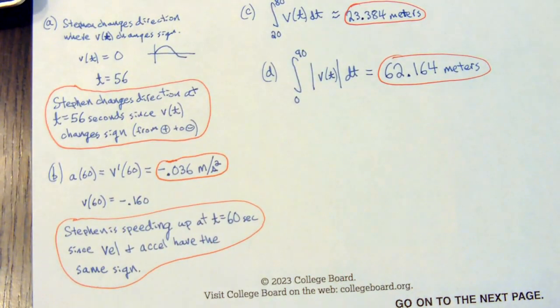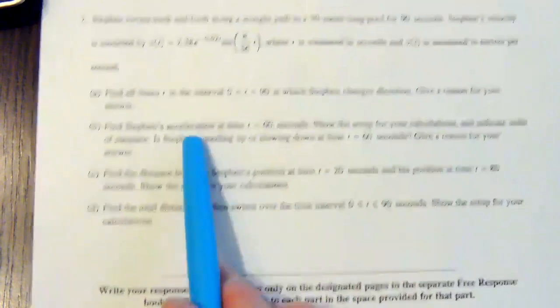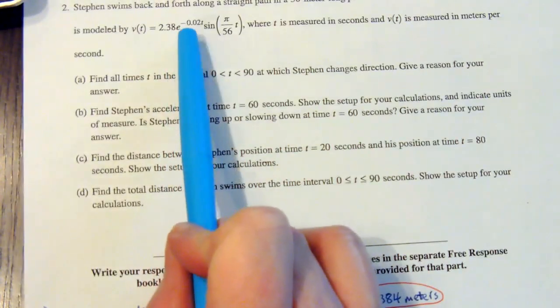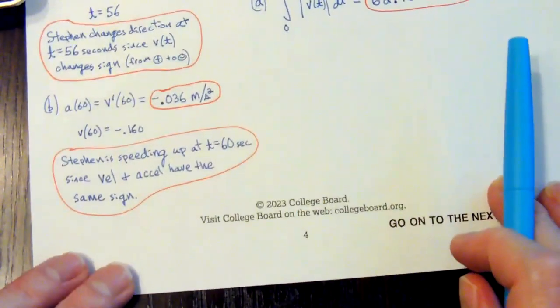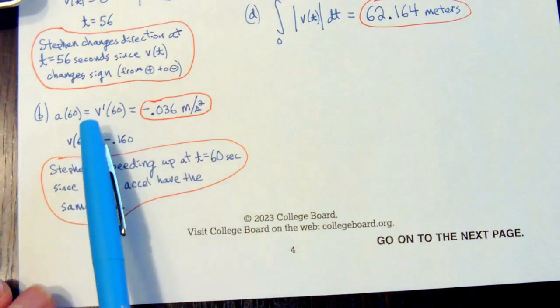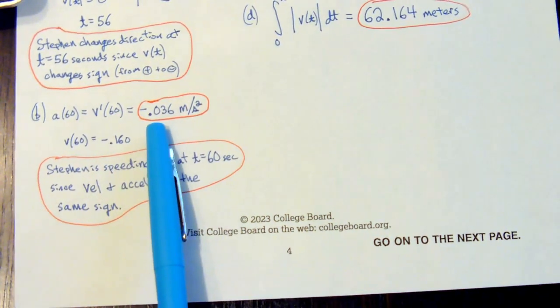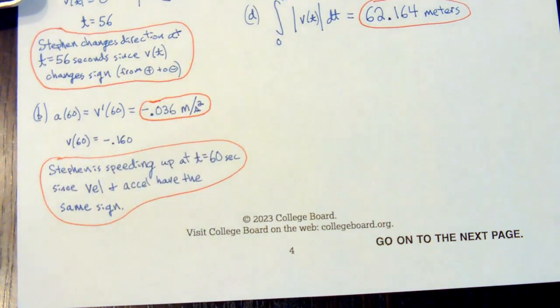So there's part A. Part B says find the acceleration. If they give me the velocity, I want to find the acceleration. We know the order goes position, velocity, acceleration. So I need to take the derivative of that at t equals 60. This is a calculator problem, so you're going to use the math 8 function with that, and it does that for you and gets you that number there. And you know the acceleration units on there are going to be that.